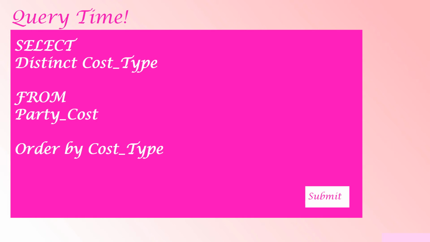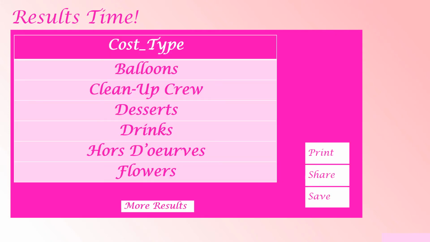So let's remove the condition on cost type equaling balloons and see what would happen to our results. Instead of a huge list of duplicate cost types, we would have that nice clean list of cost types that we could hand off to Cinderella.